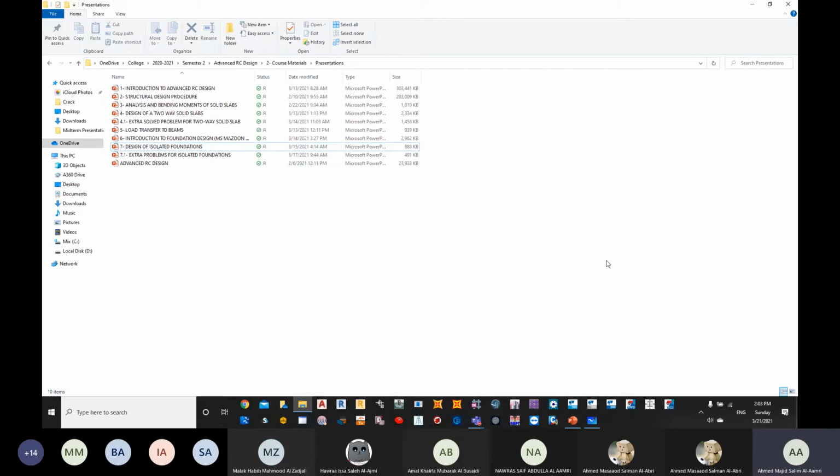Today we are going to continue the problem of an isolated foundation that we started last class, in which we stopped at the bending moment calculation.